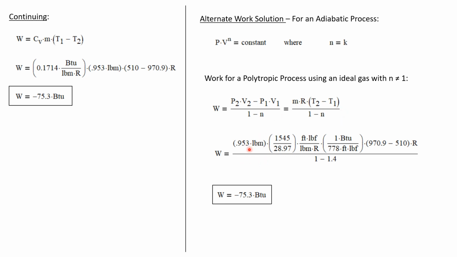It's the mass, 0.953 pound mass, times the gas constant R, which is the universal gas constant divided by the molecular weight. And I'm going to convert that foot-pounds force to BTUs. And then times T2 minus T1, where T2 is 970.9 and T1 is 510 degrees R. All over 1 minus n, and since n equals k, it's 1 minus 1.4. And I calculate that the work required by this process is minus 75.3 BTUs, which is exactly the same answer as we calculated using a different approach.